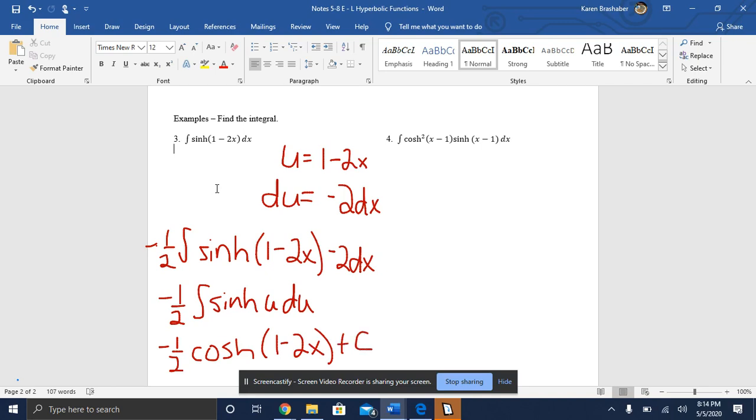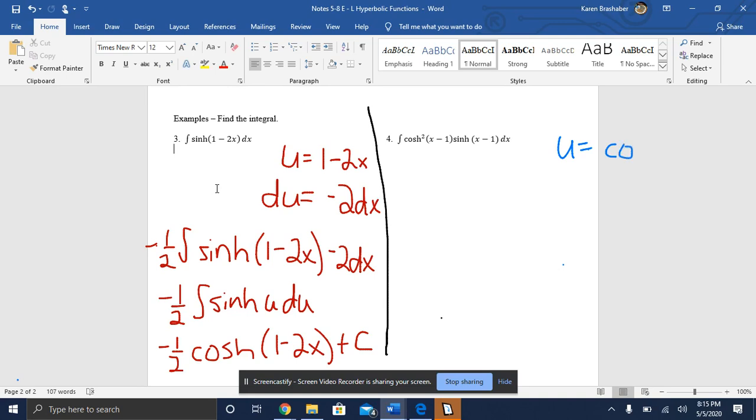So there's the first example. And then the second example, I chose one that would have a different type of u. On this one, we are integrating the hyperbolic cosine squared of x minus 1 times hyperbolic sine of x minus 1 dx. So we might think that the u should be the x minus 1, but we're going to have trouble with that hyperbolic sine.